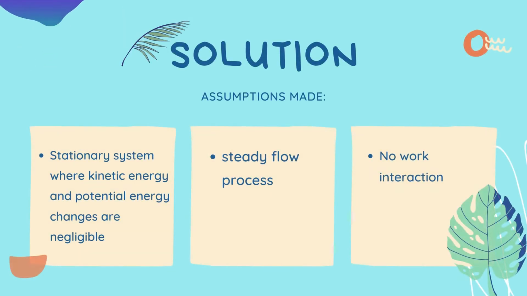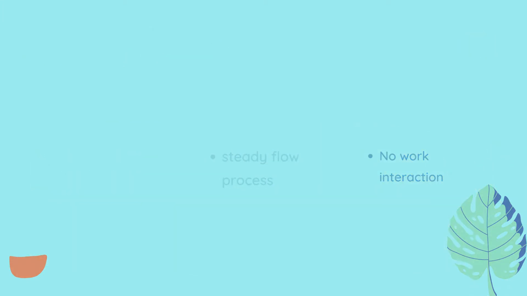For solving the question, a few assumptions have been made. First of all, this is a stationary system where the changes in kinetic energy and potential energy are negligible. Besides, it is a steady flow process where the amount of energy entering is equal to the amount of energy leaving. Lastly, there will be no work interaction.